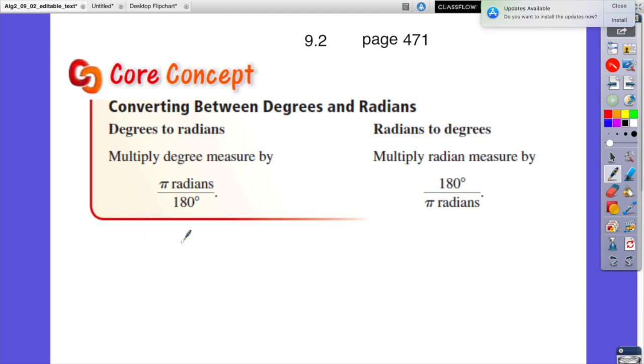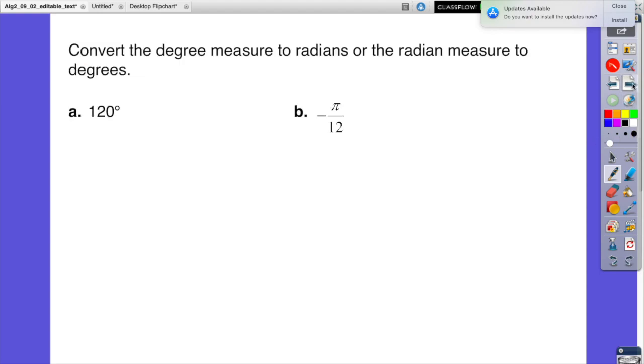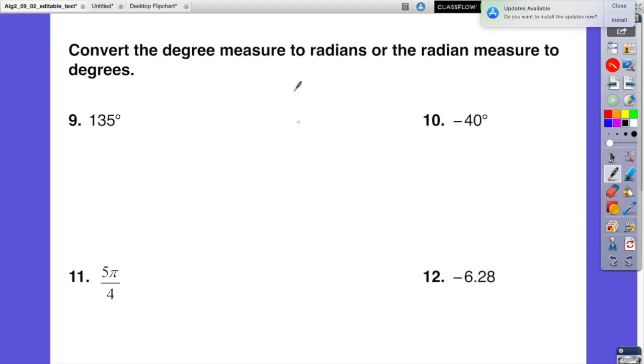Okay, so it's always going to be pi over 180 that we multiply by, or we're going to multiply by 180 degrees over pi. Okay, and let's do some examples. I am doing monitoring progress 9, 10, 11, and 12.